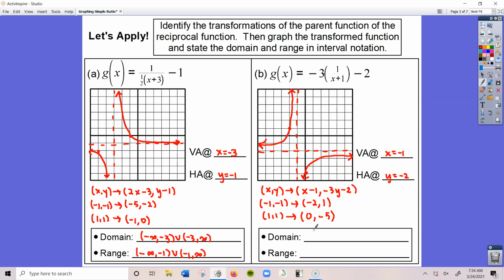Now your domain. The domain of this graph is restricted by this vertical asymptote. So all real numbers except for x is equal to negative 1. So my domain would be negative infinity to negative 1, union negative 1 to infinity. Our range is restricted by the horizontal asymptote. So it's all real numbers except for negative 2. So negative infinity to negative 2, union negative 2 to infinity.